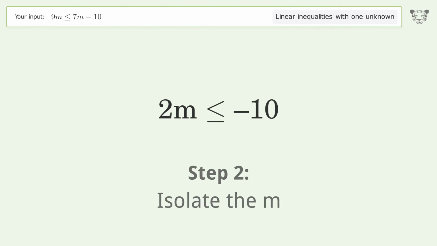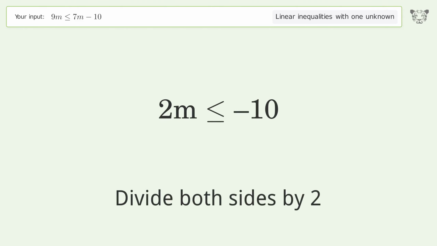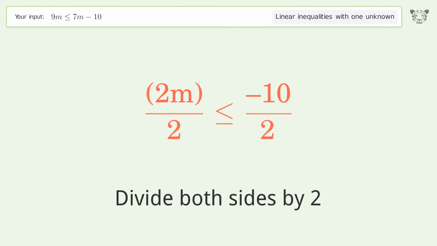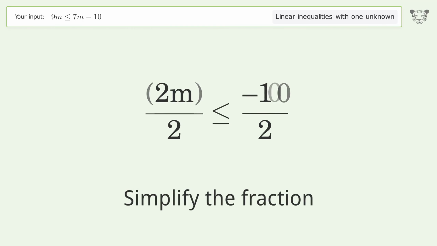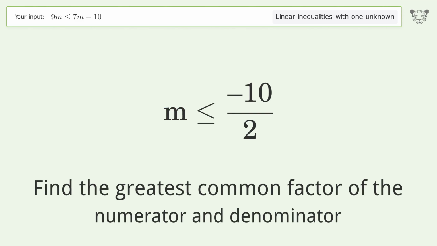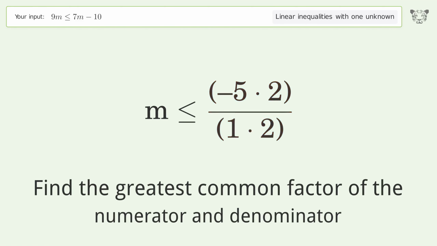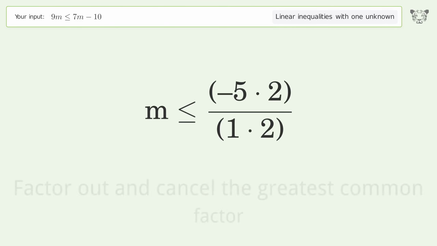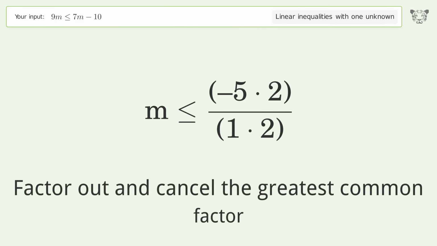Isolate the m. Divide both sides by 2. Simplify the fraction. Find the greatest common factor of the numerator and denominator. Factor out and cancel the greatest common factor.